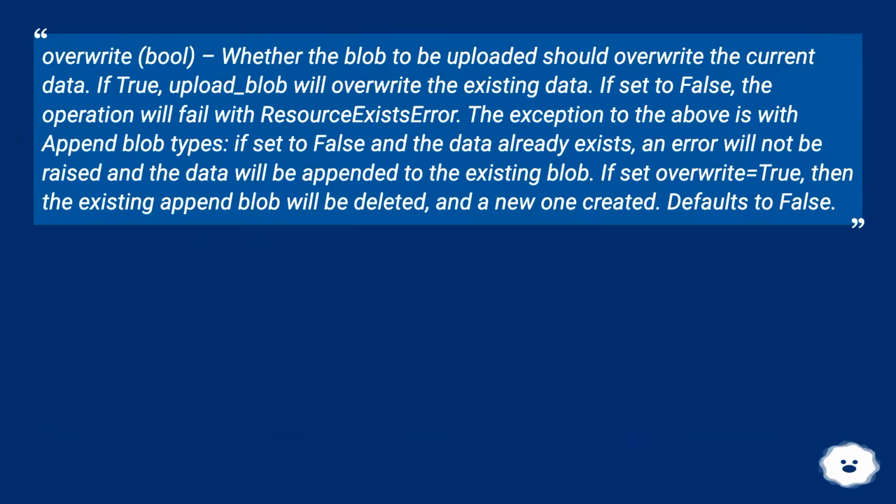overwrite: bool, whether the blob to be uploaded should overwrite the current data. If True, upload_blob will overwrite the existing data. If set to False, the operation will fail with a resource exists error. The exception to the above is with append blob types. If set to False and the data already exists, an error will not be raised and the data will be appended to the existing blob. If set overwrite=True, then the existing append blob will be deleted and a new one created. Defaults to False.